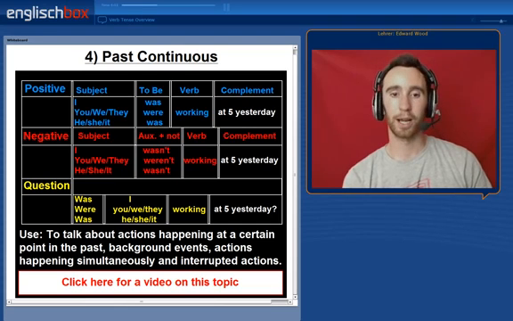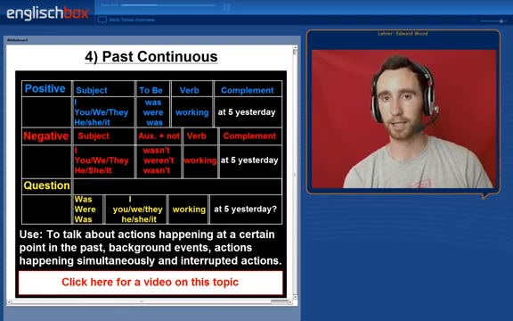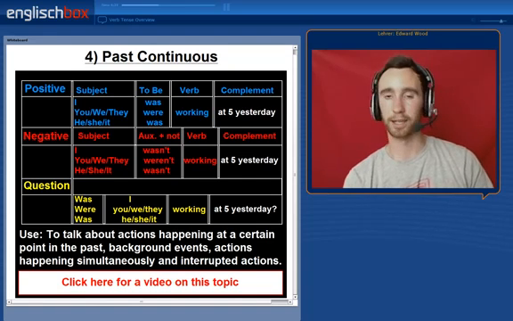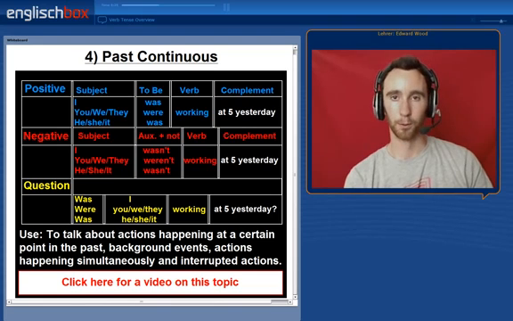And in a question, we have to invert the subject and the auxiliary verb. So the auxiliary verb comes first. Was I working at 5 yesterday? Or were you working at 5 yesterday, for example?